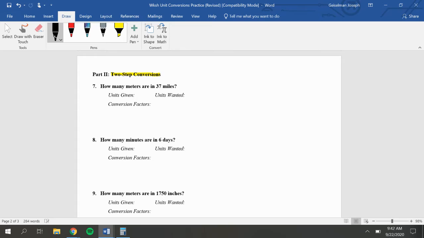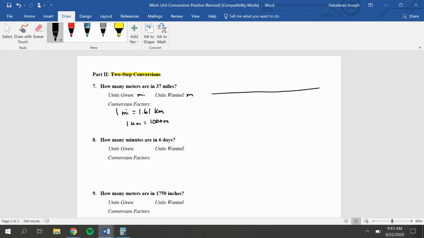So the first one is how many meters are in 37 miles? We're given miles. We want meters. Well, I don't know miles to meters, but I do know 1 mile equals 1.61 kilometers. And I do know that 1 kilometer equals 1,000 meters, which gets me to what I want in the end. So I can use those 2 conversion factors to get to meters at the very end. So I'll set this one up.